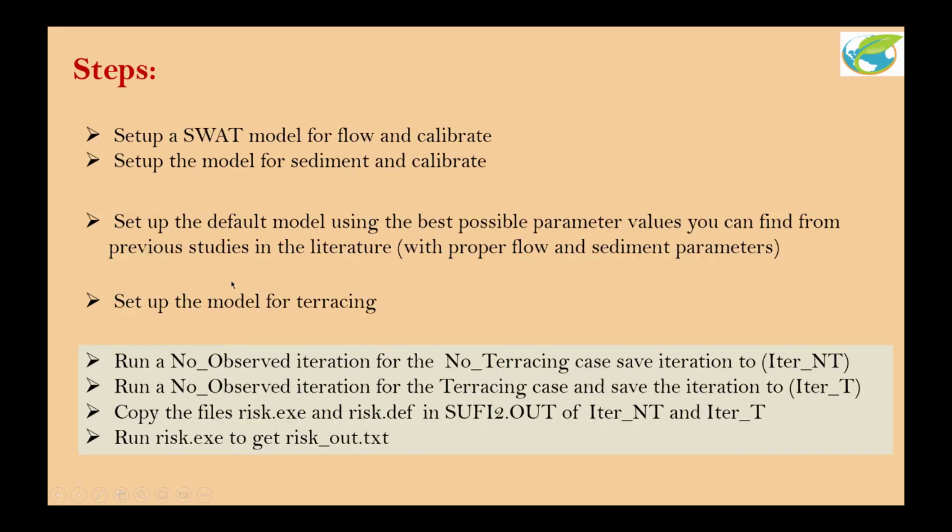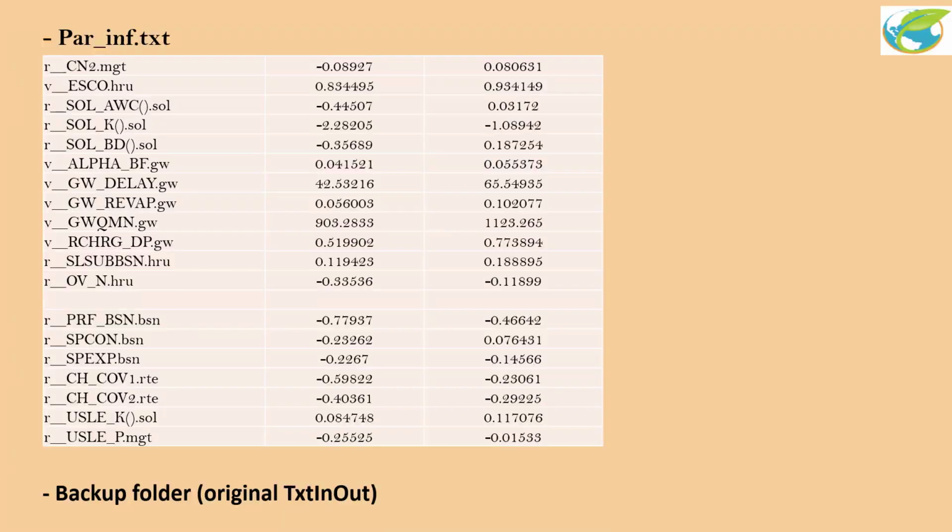So once I have done that, I run the no observed iteration for the no terracing case, and I save that iteration into iter.no-terracing. Then I make the changes for the terracing case, and I make another iteration with the no observed option, and I save that iteration to iteration T, with terracing. And then, as I said before, you copy these 2 files into these folders, and you run them to get your risk out file. All right.